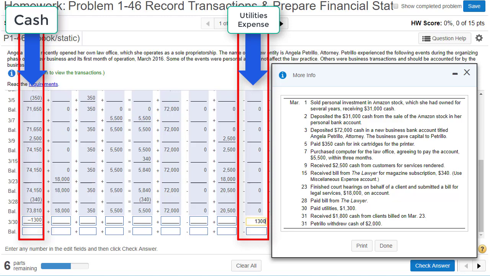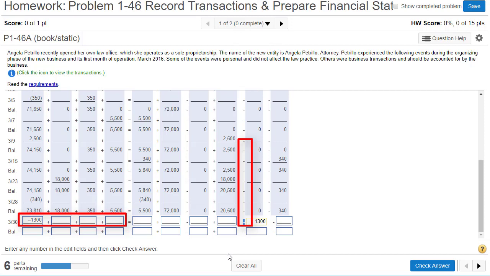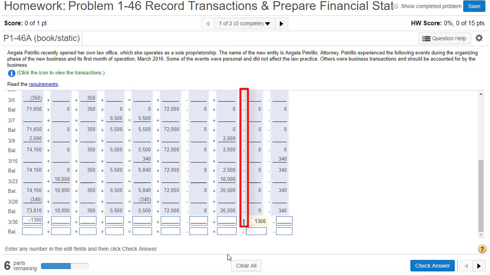Now, before we move on, we should double check that the two accounts have an equal effect on each side of the accounting equation. We have minus 1,300 on the left side of the equal sign, and we have minus 1,300 on the right side. So don't forget that all expenses have a negative sign in front of them. Therefore, the equation balances.